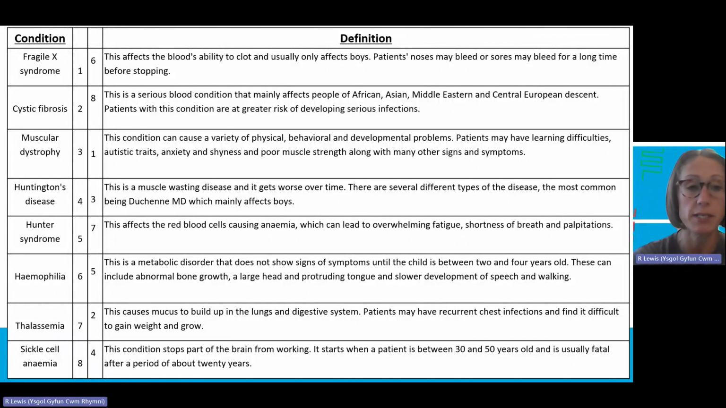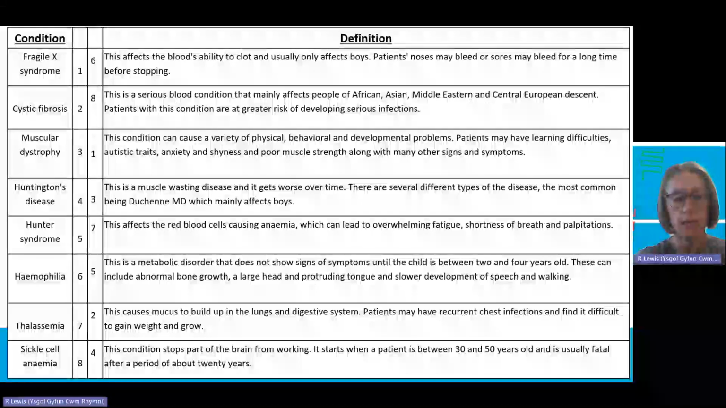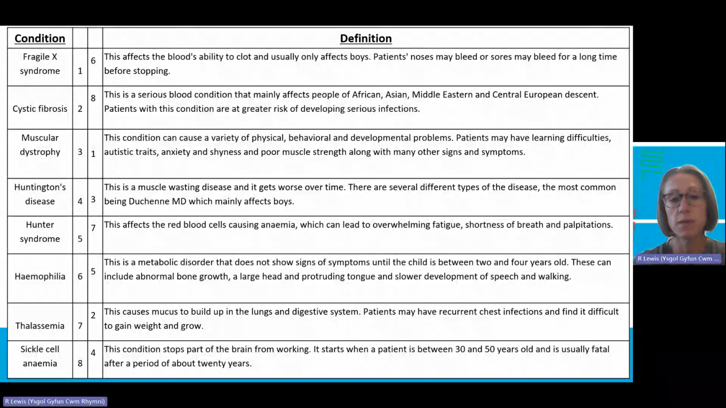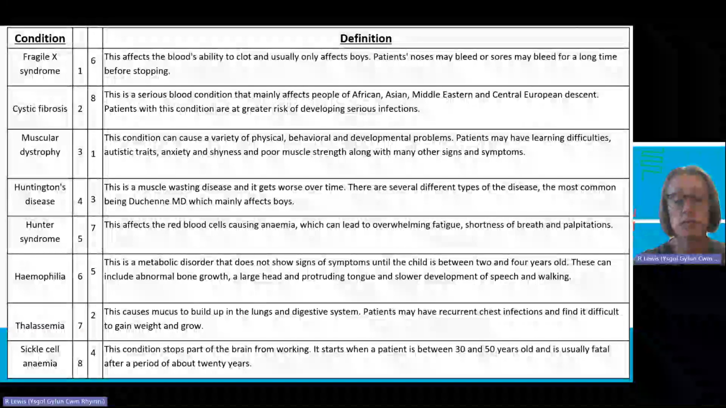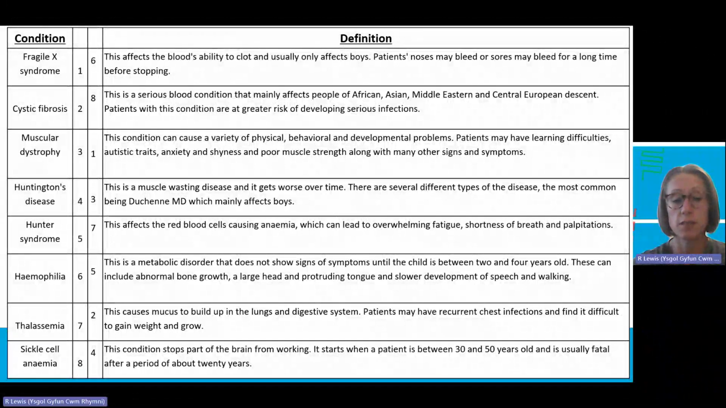So the first one we're going to look at tonight is Fragile X syndrome. This condition can cause a variety of physical, behavioural and developmental problems. Patients may have learning difficulties, autistic traits, anxiety and shyness, and poor muscular strength, along with any other signs and symptoms. This is usually quite hard to identify and diagnose initially, and obviously the individual then has to perform a number of tests just so this diagnosis is correct.